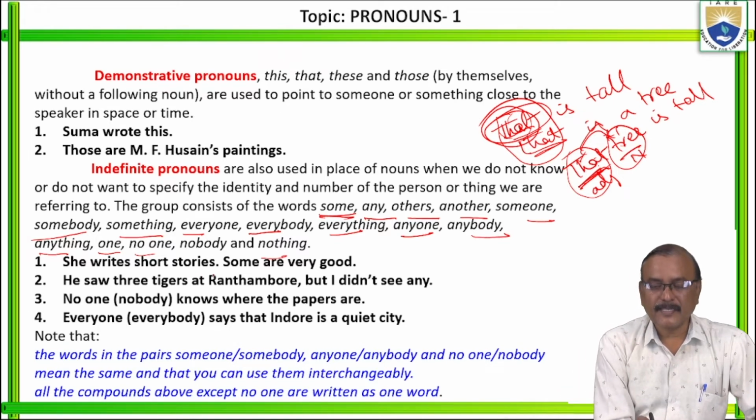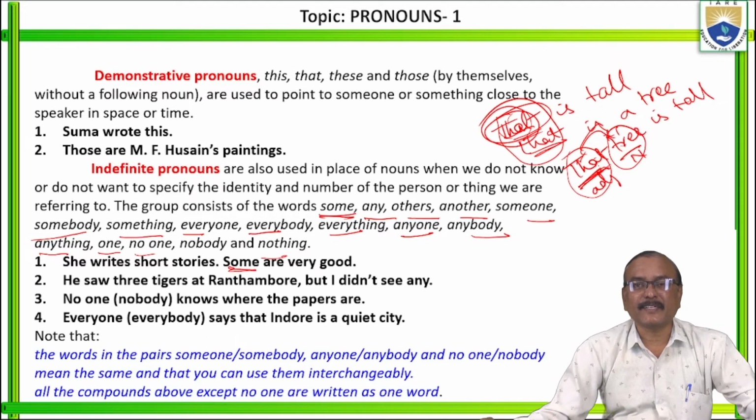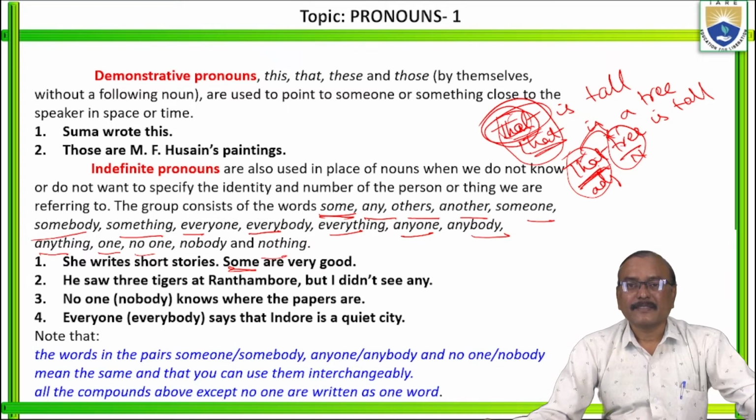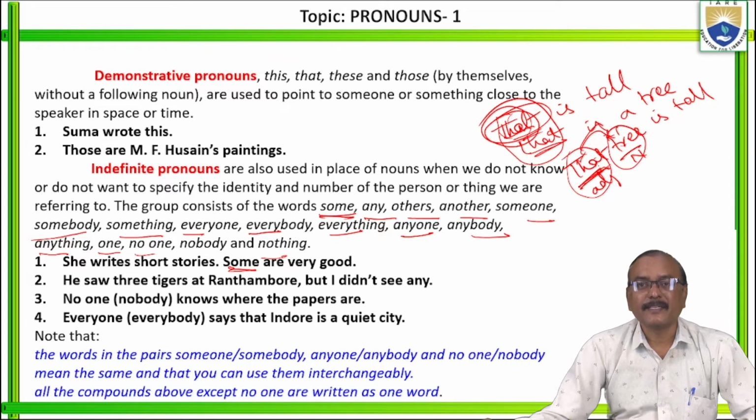Example: she writes short stories. Some are very good. Some. What are those some? It is not specific. She wrote some short stories. She writes the short stories. Some are very good.